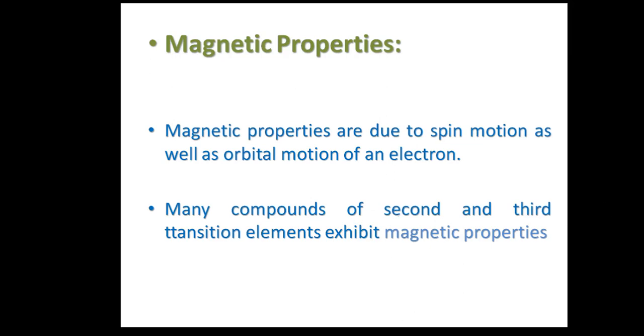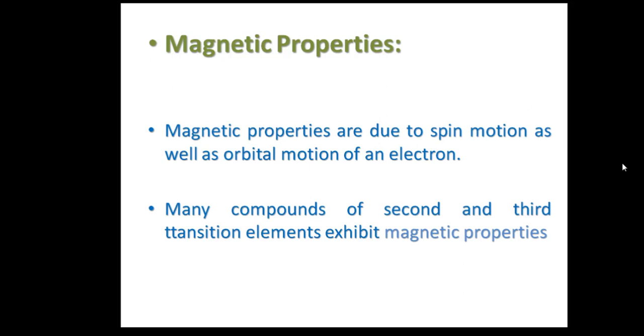And students, we all know that magnetism is the property which is exhibited due to the presence of unpaired electrons. Without having unpaired electrons, magnetism will not be produced and will not be exhibited. So for magnetism, it is a must that the element should have unpaired electrons in its d orbitals.